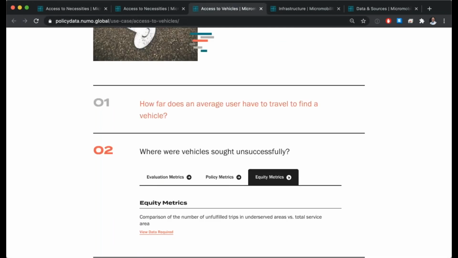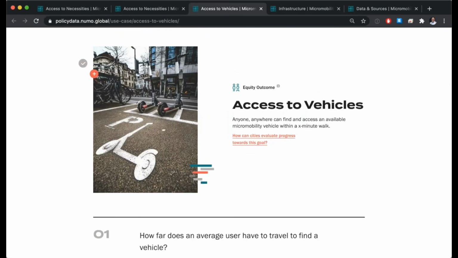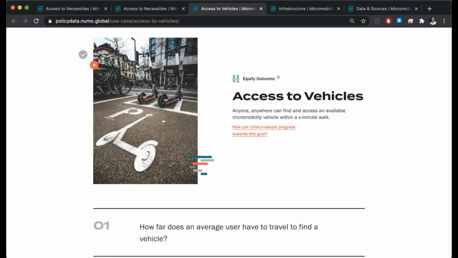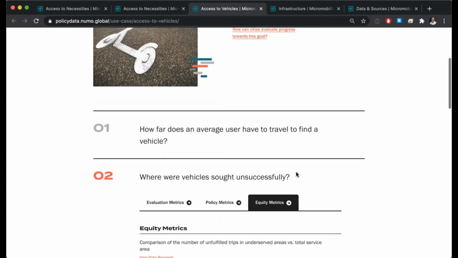So I'm going to switch over to another one here, access to vehicles, just to give you another sense of some of the other tabs that we have here. Again, the definition is anyone, anywhere can find and access an available micromobility vehicle within an X minute walk. X is because cities need to determine that for themselves. We had a lot of discussion of should it be a 5-minute walk or a 15-minute walk, and then we settled on cities needing to determine their own outcomes for themselves. So you'll see a couple of the metrics or questions that reflect that there is some local variability that'll be necessary.